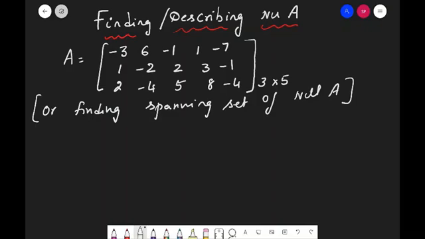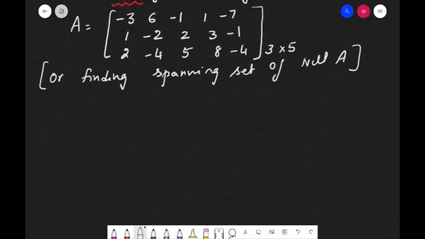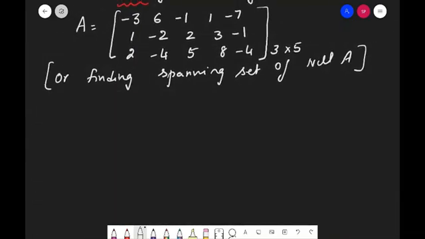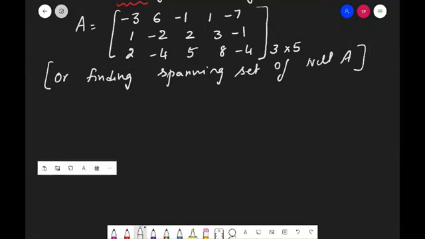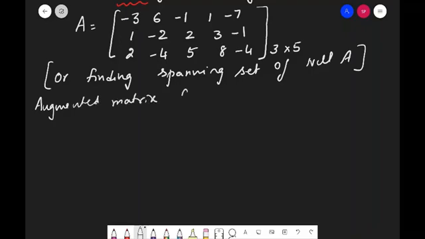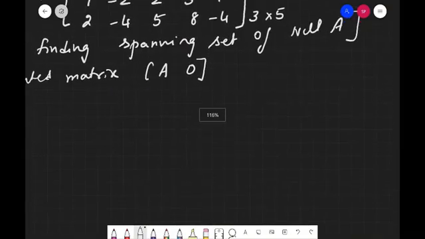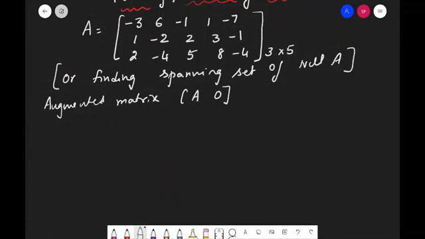Then what were the points I gave in the method for finding this? The first point is to consider a matrix A which is given to you, of order 3 by 5. And then what you have to write? You have to write the augmented matrix. So with what will you augment this matrix? With a column of zeros. So you will have here the entire column of zeros.